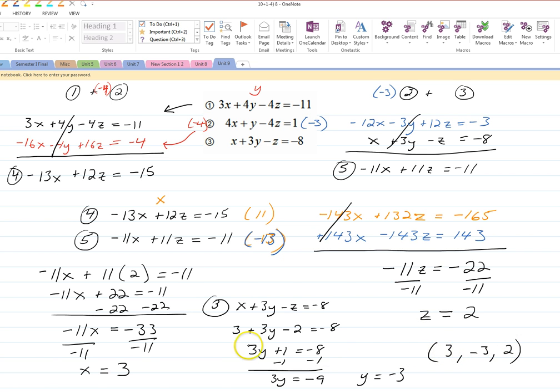I do want to check that into at least one of the other equations. So let's check it here. 3 times 3 gives us 9. The y is negative 3, so that'd be minus 12. And the 2 would give us negative 8. And so if you combine these, you get negative 20. So 9 minus 20 does equal negative 11. So looks like that's a good answer.